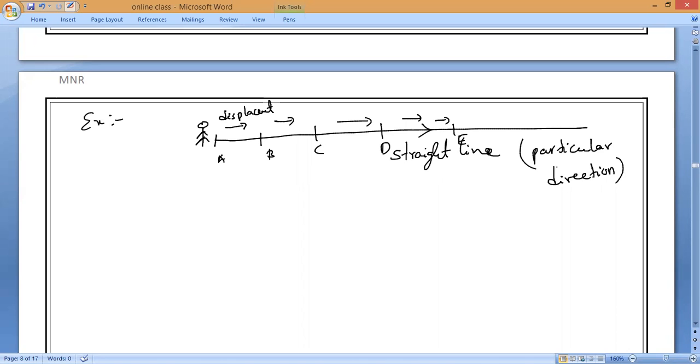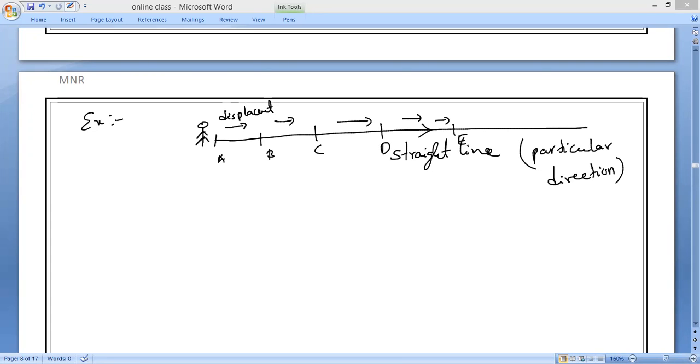Is it distance or displacement? It is displacement. So we can say if any body is traveling in a particular specified direction in a straight line and moves equal distances in equal intervals of time, no matter how small the time interval, then that body is in uniform motion, or we can say uniform velocity, or constant velocity. That is what you have to remember.